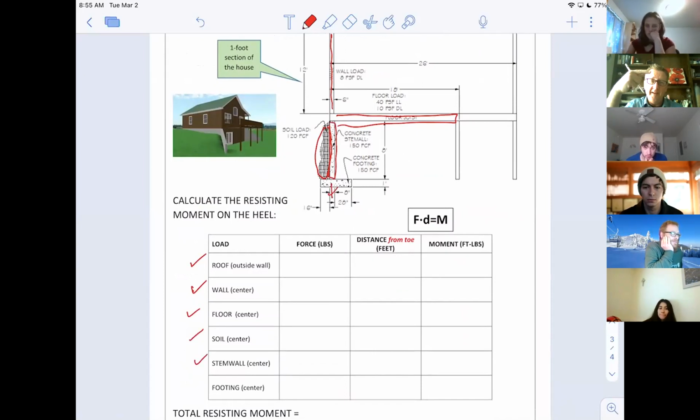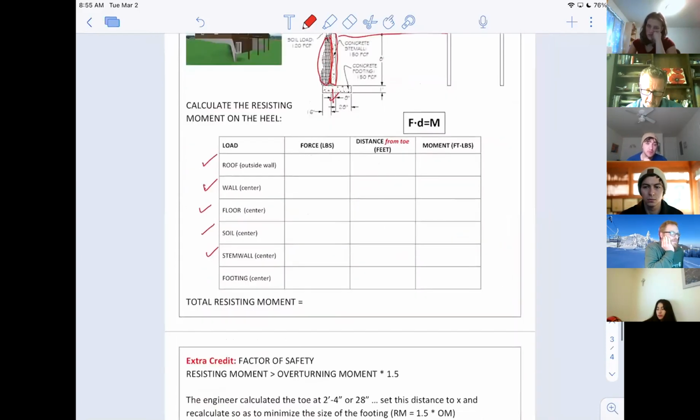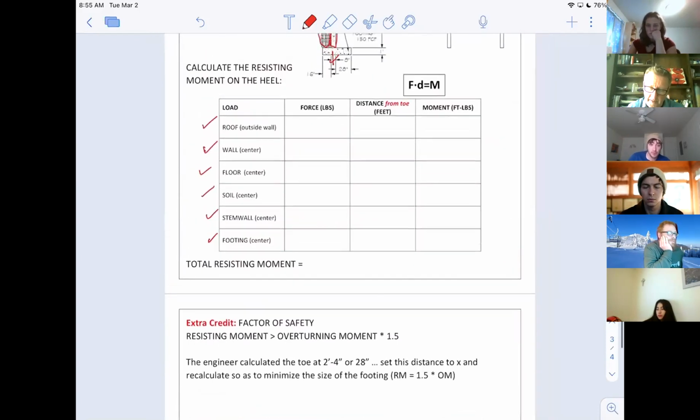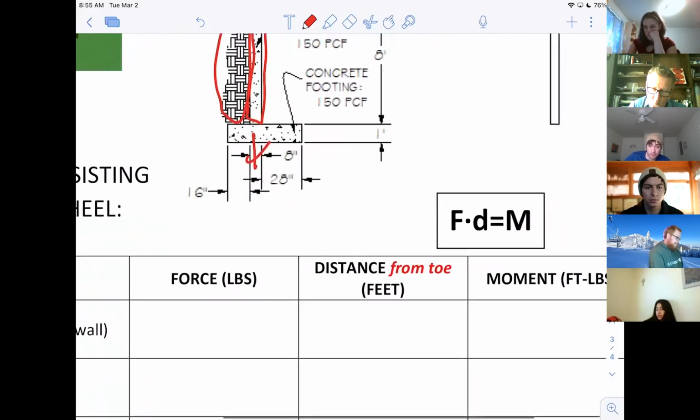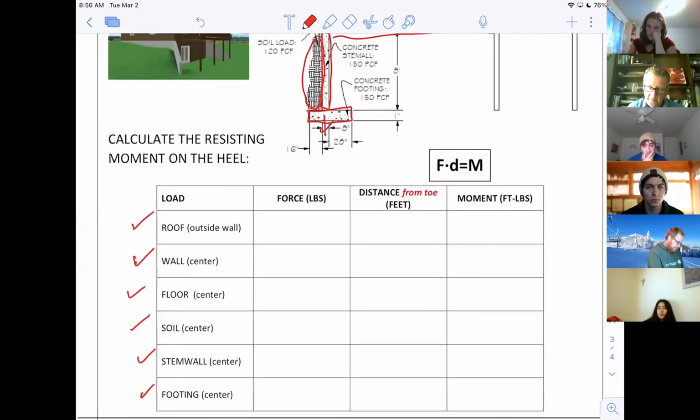All of those things are to the left of the toe. And so they're all pushing down, trying to resist. And that's why this is called resisting moment. That's what the engineers call it anyway. They're resisting. They're putting pressure on the heel to keep that from lifting up. And then lastly, just the footing itself. Like if this footing right here has weight, does it make sense it's not going to want to lift? So all of those things, what you're going to do is calculate the moment or the torque for each one of those. So you've got to find the force and you've got to find its distance from the toe. So let's do that together for the roof.